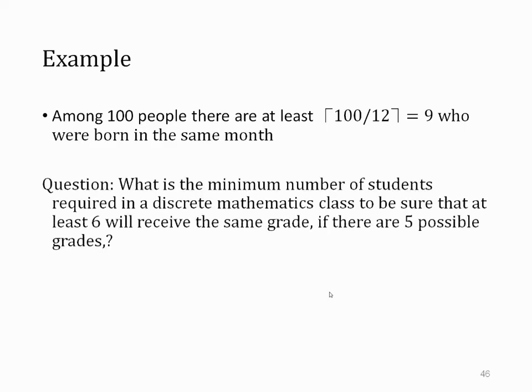What is the minimum number of students required in a discrete mathematics class to be sure that at least 6 will receive the same grade if there are 5 possible grades?